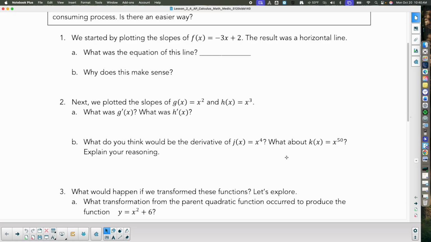G of x, if it's x squared, its derivative was 2x. H of x being x cubed, its derivative. I know this question is phrased as you guys would remember it, but I'm assuming nobody remembers the answer to those two. H prime of x is 3x squared.